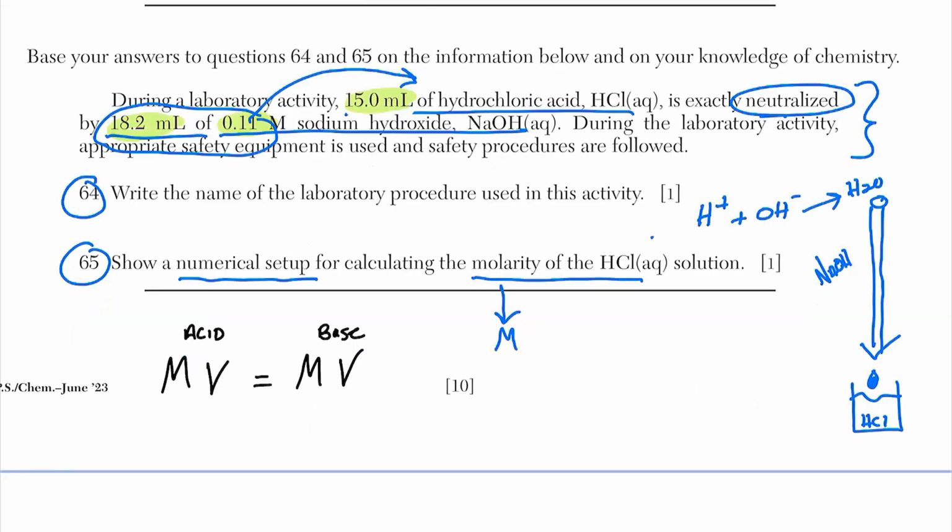I need the titration formula for this titration procedure, acid and base. Let's plug in our values now. So they gave me 15 milliliters of hydrochloric acid, so that's my volume. We don't know its concentration. They're calculating the molarity of the acid, so that's my unknown. If you want to keep that, you want to use an X, that's fine.